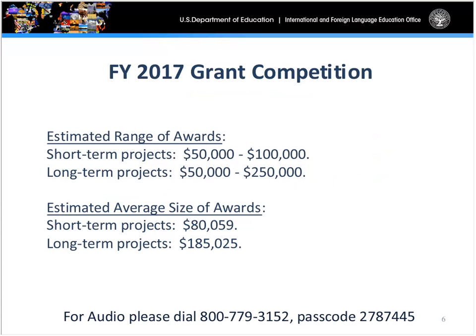For the fiscal year 17 grant competition, and of course these are estimates, we estimate the amount for short-term projects to be anywhere from $50,000 to $100,000, and the estimated amount of an award would be around $80,000 to $81,000. For long-term projects, the amount could range anywhere from $50,000 to $250,000, and the average size of the award is usually around $185,000.